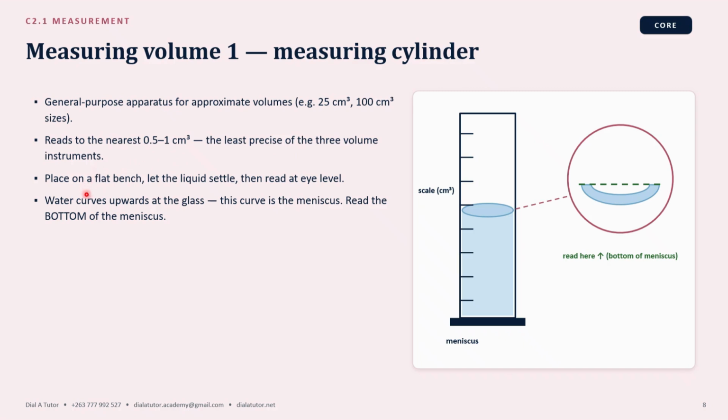A precaution that the student must take is that it must be placed on a flat bench, let the liquid settle, then read at eye level. Water curves upwards at the glass, so normally the water tends to curve upwards. This curve is called the meniscus. Therefore, you must read at the bottom of the meniscus, which is more clearly illustrated in exercise books.